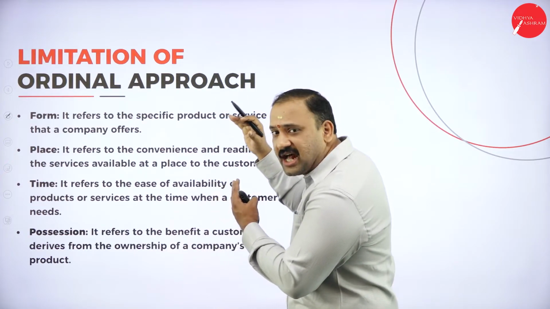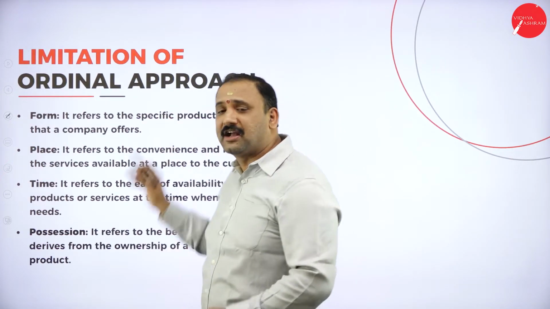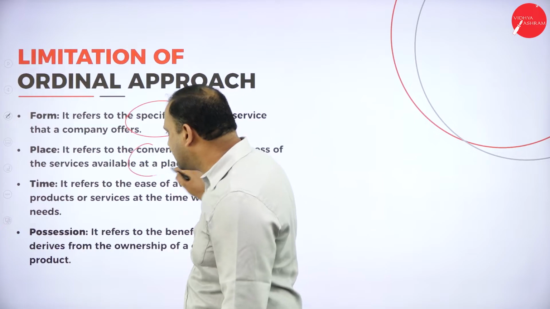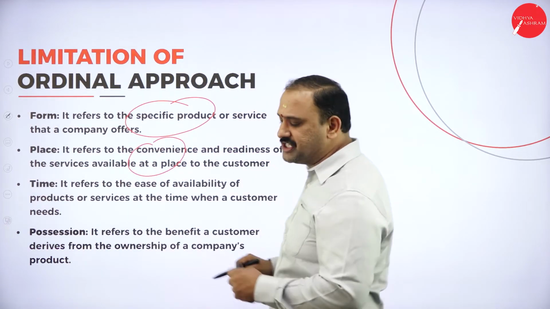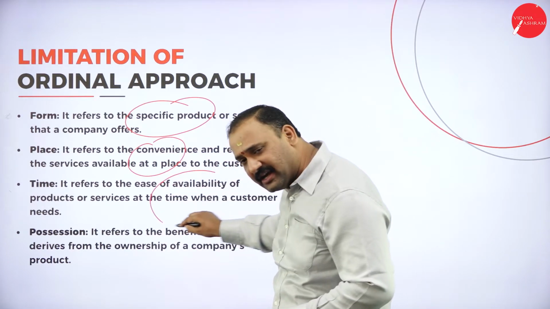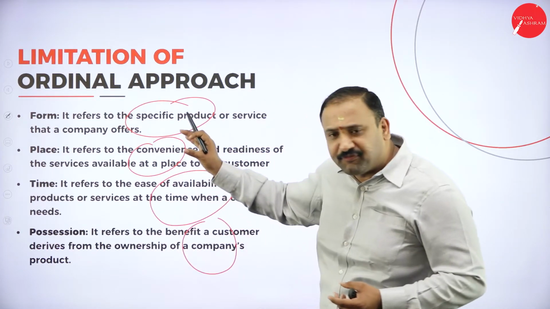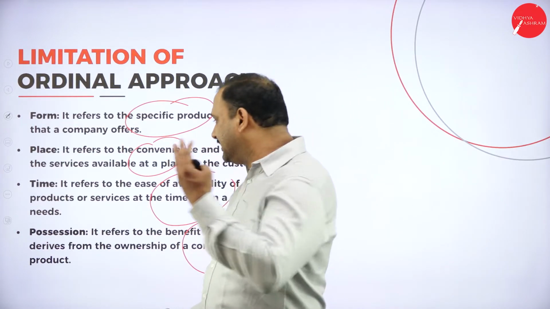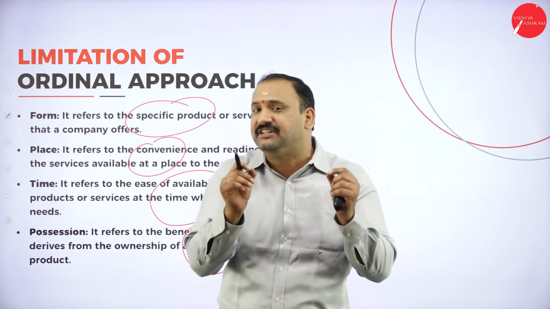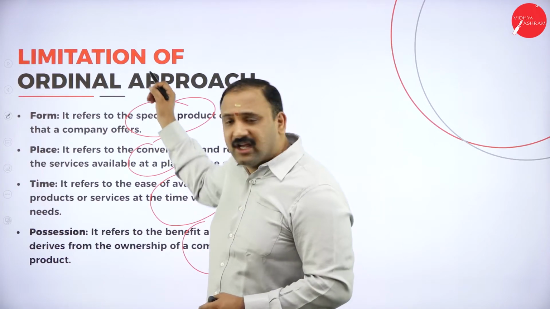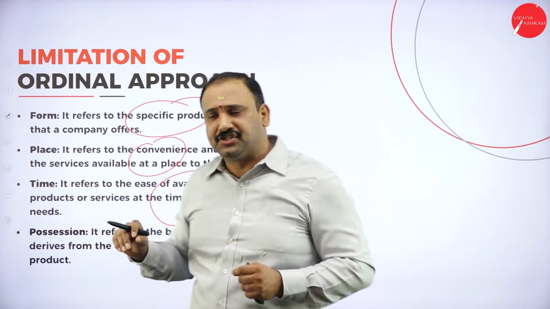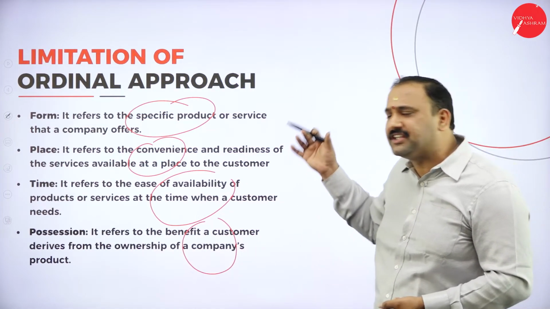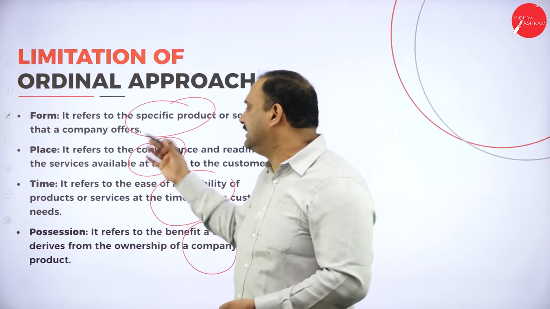Followed by form, place, time, possession. These are certain things which are very, very important, but these will not come under the ordinal approach again. Form refers to the specific product of the company. Place refers to the convenient place where we are going to see it. Time refers to the ease and availability of products, and then possession. Now, these factors, though they might be a part of marketing or management, might not hold true when you try to put them in terms of the economic thought process altogether. They may not be the same thing here, because you are not able to measure these factors numerically and tell that this is how things will go.